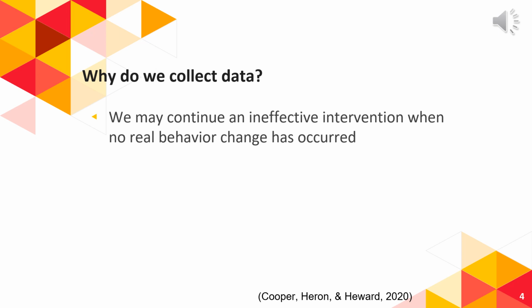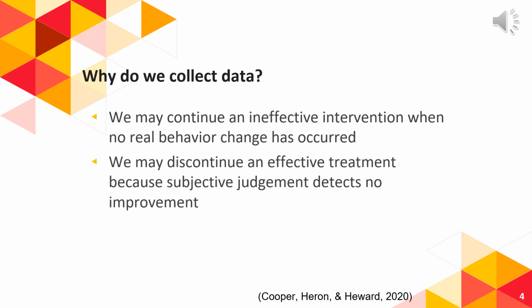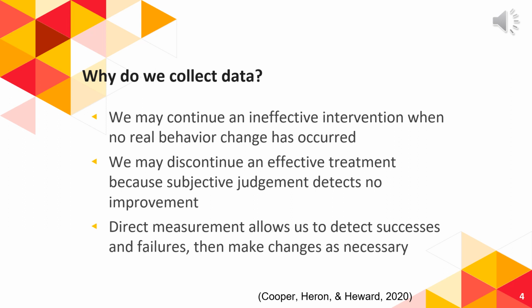However, with no data, we will not be able to make these data-based decisions. We may also discontinue an effective treatment because subjective judgment detects no improvement. For example, a teacher may not be able to distinguish the difference between a student reading at 80 words per minute versus a student reading at 90 words per minute, and then stop an intervention even though there is improvement. Direct measurement, therefore, allows us to detect successes and failures, then make changes as necessary.